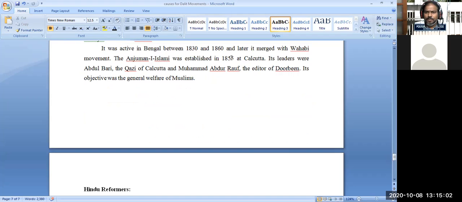The Anjuman Islami was established in 1855 at Calcutta. Its leaders were Abdul Bari, the Qazi of Calcutta, and Muhammad Abdul Rauf, the editor of Dorbin. Its main objective was the general welfare of the Muslims, and the Muslims who were particularly converted from the Hindus.